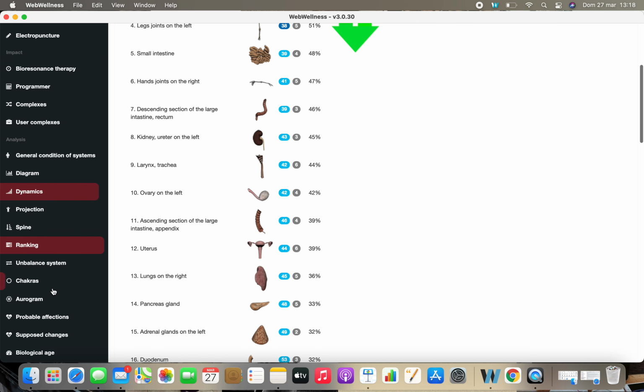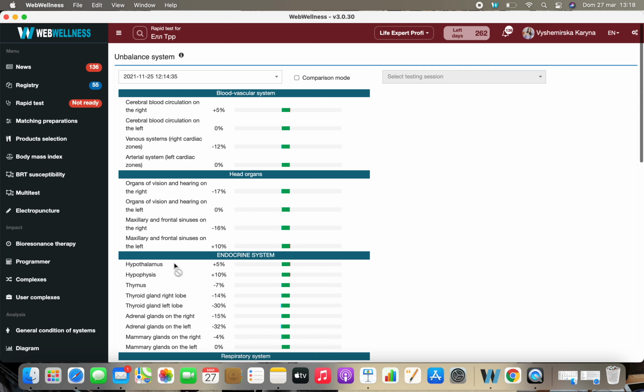Okay, the next one is unbalanced system. It's the same as a diagram, but in this variation it divides all the organs within the systems, like which system includes which organs, and the same percentage as we saw in ranking. Like here we have 5% of deviation in hyperfunction, in inflammation zones, because we can see red color. If it's a blue color and minus, it's into hypofunction, so chronic processes problems.